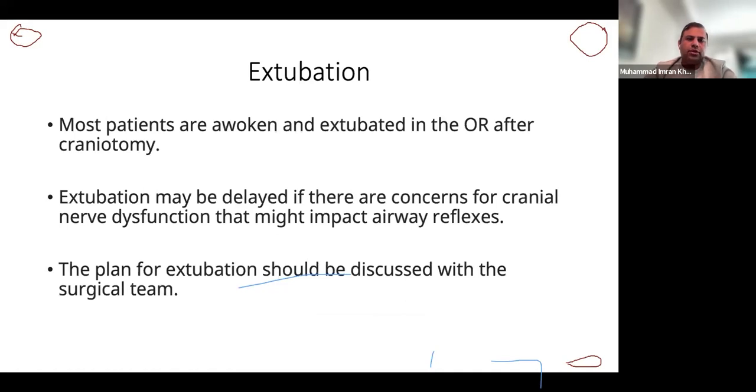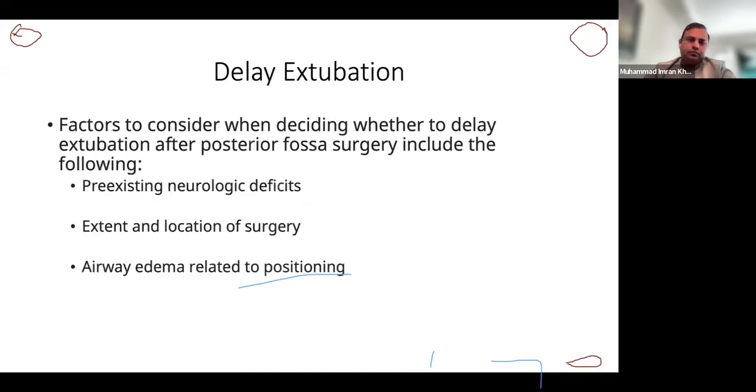For extubation, most patients are awoken and extubated in the OR after the craniotomy. Extubation may be delayed if there are concerns for cranial nerve dysfunction that might impact airway reflexes. The plan for extubation should be discussed with the surgical team, along with the other things that we discussed in the beginning. When do we need a delayed extubation?